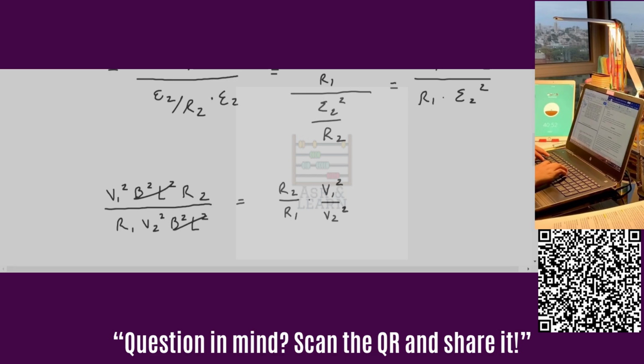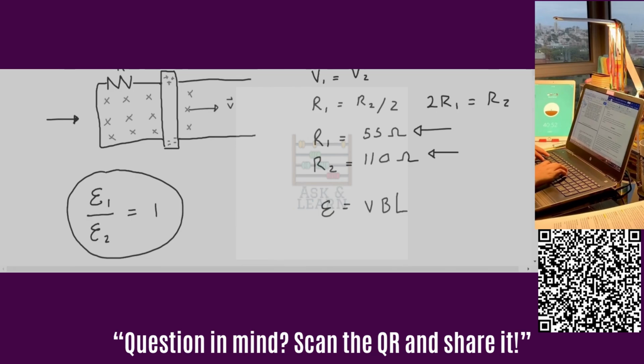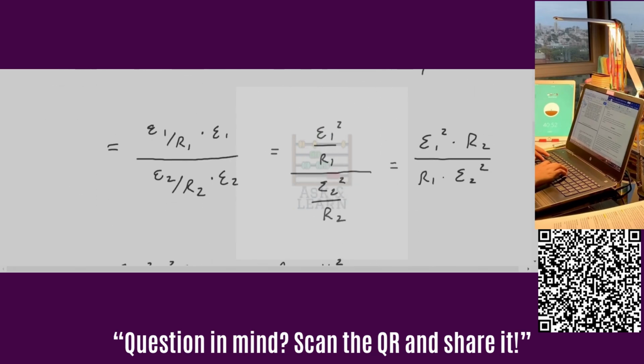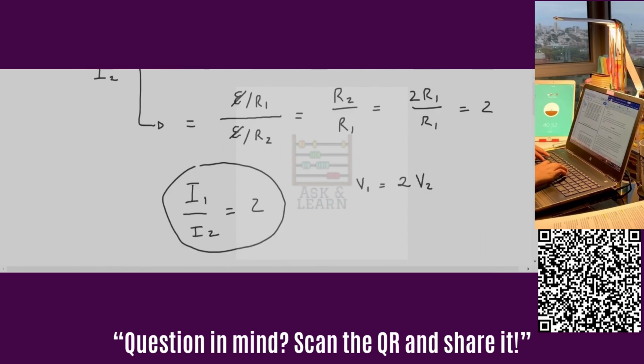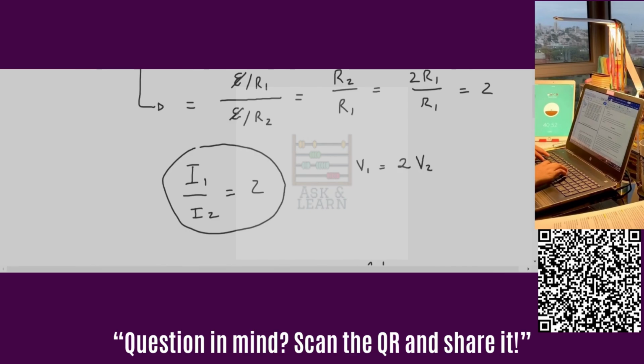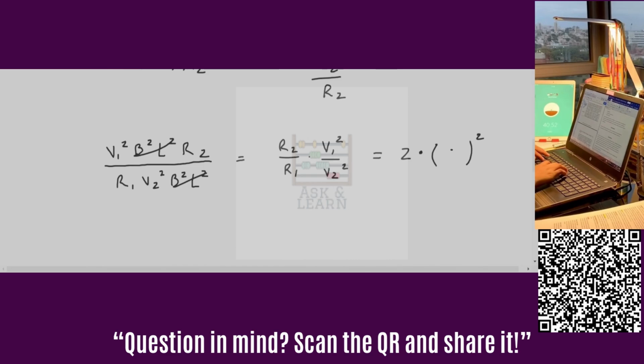So now we know that R2 over R1 is 2, right? Because the resistance in the second circuit is twice as great as that in the first. So this will be 2 times (v1 over v2) squared. And v1 over v2 is going to be equal to 2, right? If I just divide this equation by v2, top and bottom, v1 over v2 is equal to 2. So if we square that, we'll get a 4, and 4 times 2 is equal to 8.